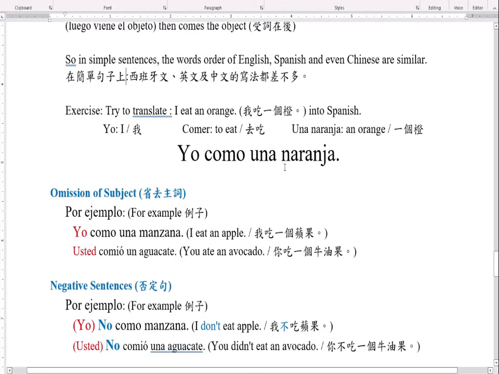So now we do the exercise. Try to translate I eat an orange into Spanish. Yo, to eat, comer, an orange, una naranja. So the sentence will be Yo como una naranja.